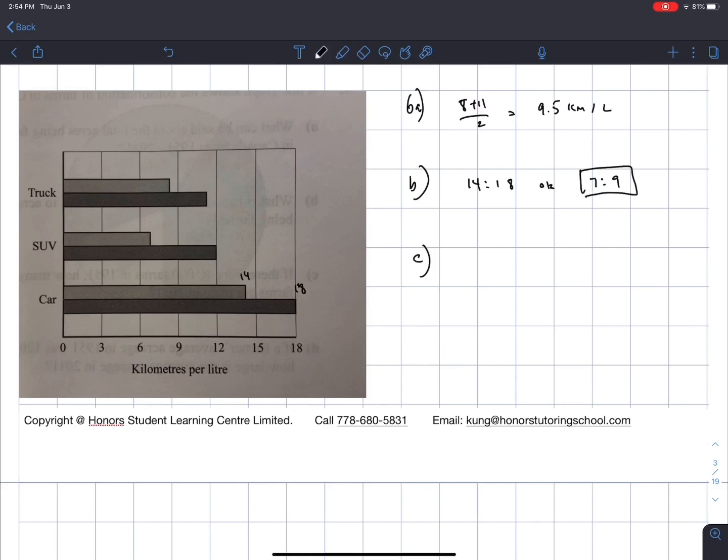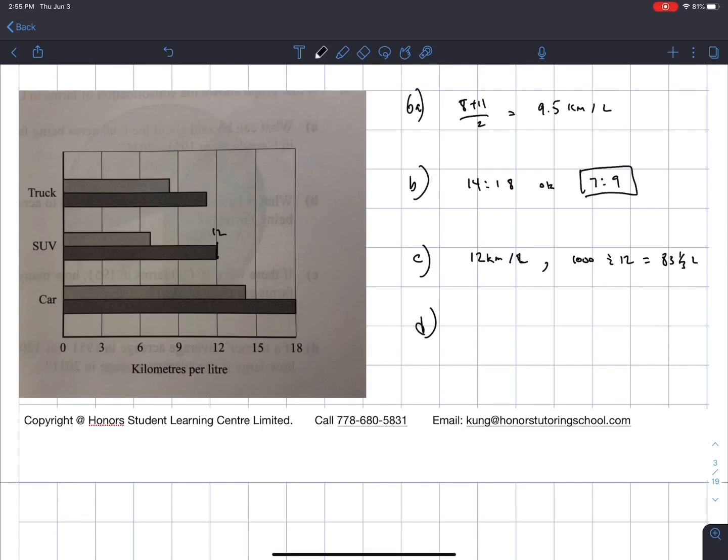How many liters would an SUV use to travel 1,000 km on the highway? For the SUV, we can see that for each liter of gas, it can travel 12 km. You can see right here, that's 12 for SUV. So to travel 1,000 km, we just divide: 1,000 divided by 12. That would tell us how many liters we need. We need 83 and 1/3 liters of gasoline.